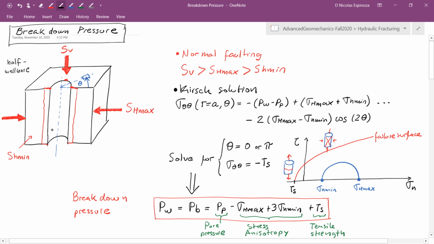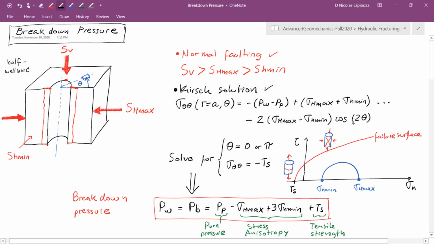Let's assume that we are in conditions of normal faulting, and let's also use the elastic solution from Kirsch for isotropic rock. The Kirsch solution allows us to calculate the hoop stress and the radial stress around the wellbore. For this solution at the wall of the wellbore, depending on the angle theta, measured from, in this case, SH max along the wellbore, we're going to have a value of the hoop stress that is going to vary with the cosine of the angle 2 theta.